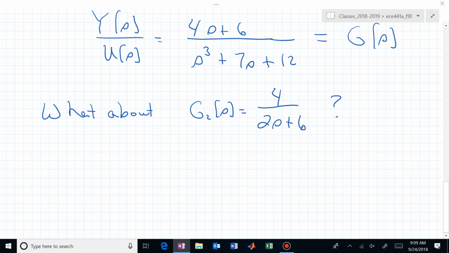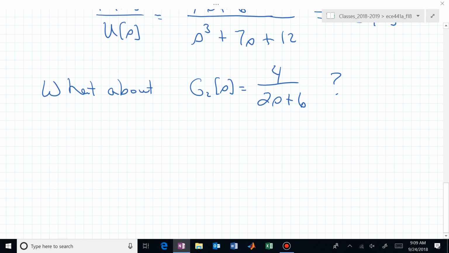And if they are different, obviously one's 4s plus 6 and the other one's 4. They're not equal. But what does that really mean? There's a finite 0 in the first one, and in the second one there isn't one. And does that impact anything? Does that change the number of integrators that we need to have in our system? And in fact, it does not. So we need to make sure that we're playing with these concepts properly.